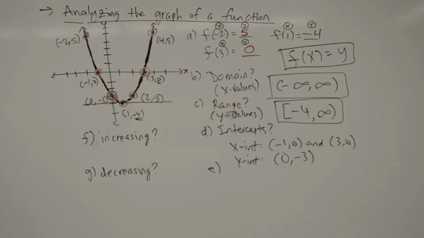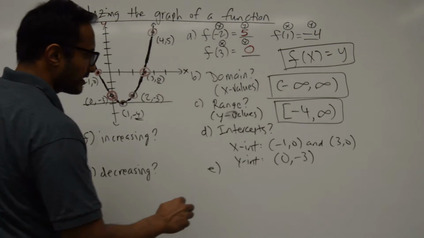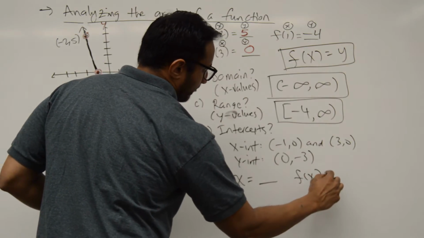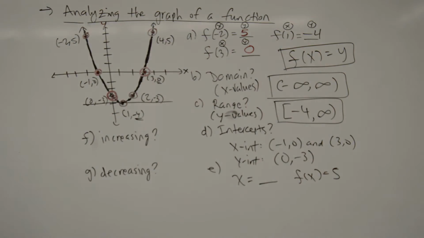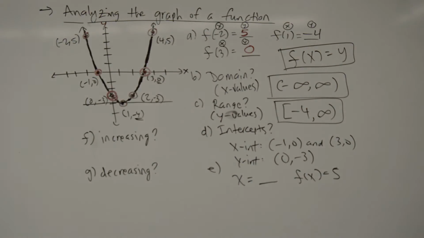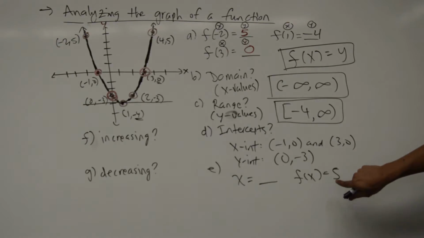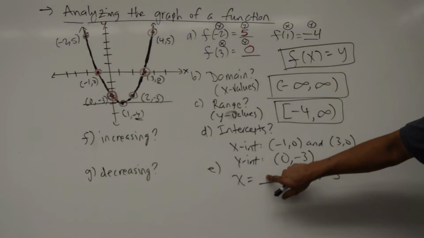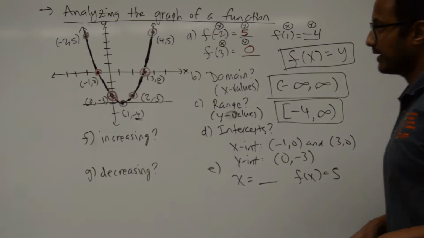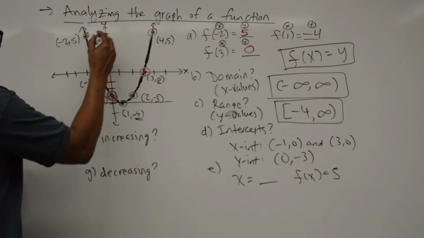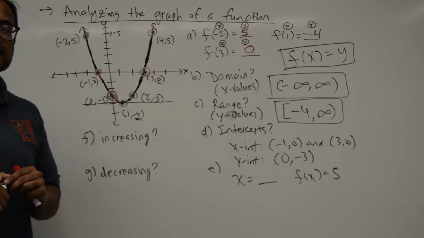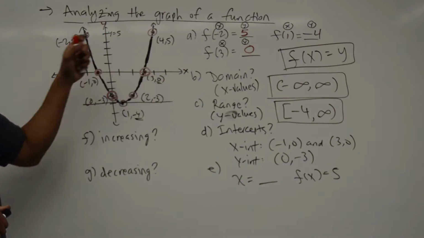Okay, part E, which I erased, says, for which value of x does f(x) equal 5? Okay, so for which value of x does f(x) equal 5? Now remember, over here we said f(x) equals y, right? So this is the y value. We're asking for which value of x is the y value equal to 5. Okay, so let's take a look at that. This is y equals 5. This value up here is y equals 5. So for which value of x does y equal 5 on this graph?